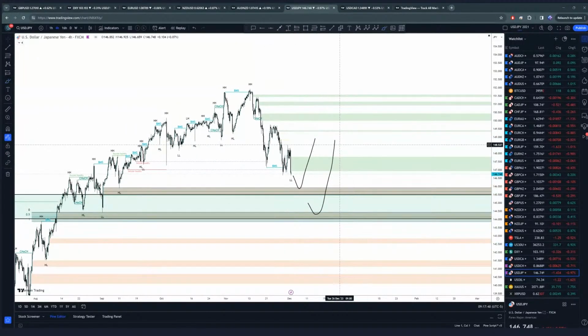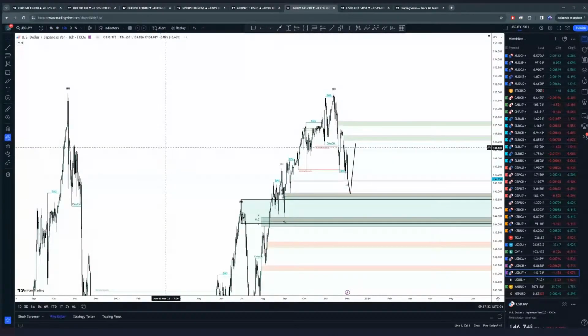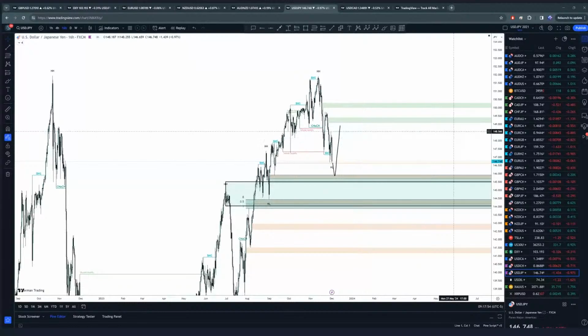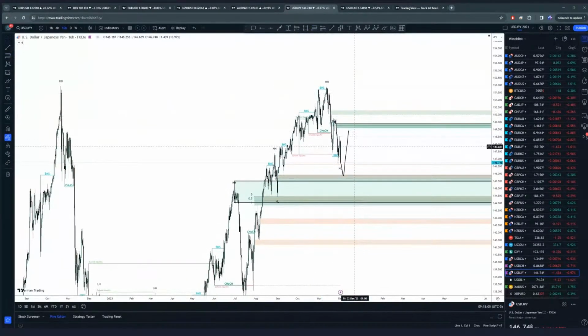I'm kind of just watching this one on the side, mainly for that rejection, because I truly can't see where I would expect the actual fall to happen. So the only area I can see right now potentially would be here. So something like this for further downside.